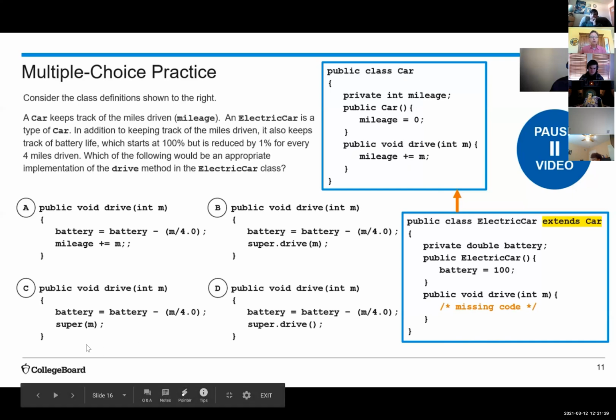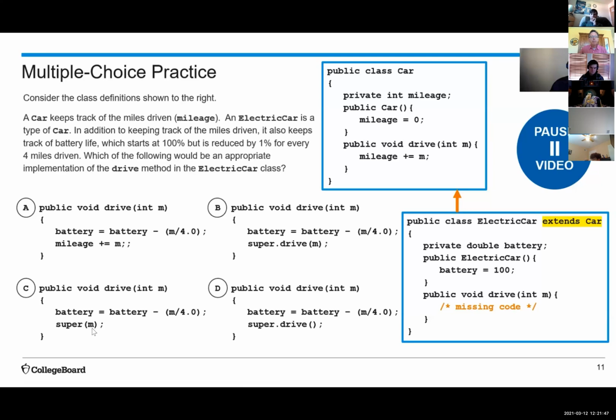Let's look at C. What's wrong with C? C says super M. You can't call super M. If you're going to call super with something in it, that's when you're calling it as part of a constructor. And this isn't a constructor. This is the drive method. So C is not good.